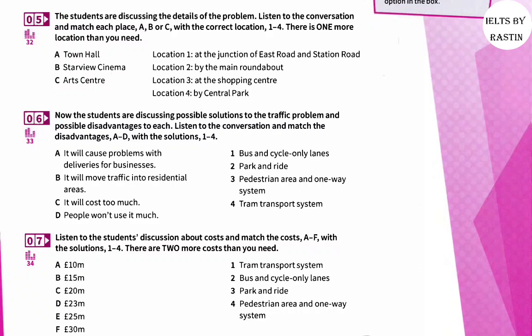Okay, so location 1 is B, Starview Cinema. So this is location 1. It's B. Okay. Location 2 is C. And location 4 is A.